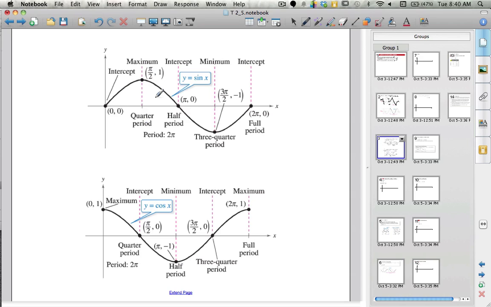So this is, again, talking about what I've already discussed with you, that we go from 0 to the maximum at the first quarter, back to the x-intercept, or 0, at the halfway point. At 3/4 it hits the minimum, and at the full period, we're back to 0. And then it's just shifted by 1/4 when you're talking about a cosine curve. We just start at the maximum, intercept, minimum, intercept, maximum.